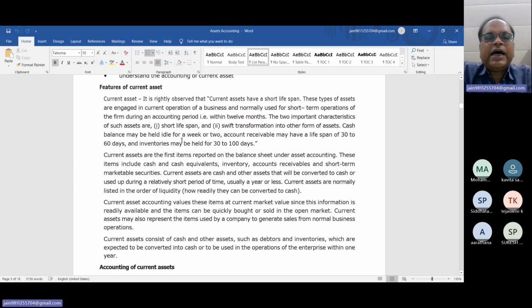Cash balance may be held idle for a week or two. Accounts receivable may have a life of 30 to 60 days. Inventory may be held for 30 to 100 days.